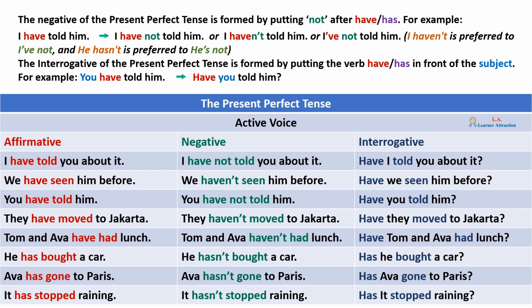Ava has gone to Paris. Ava hasn't gone to Paris. Has Ava gone to Paris? It has stopped raining. It hasn't stopped raining. Has it stopped raining?